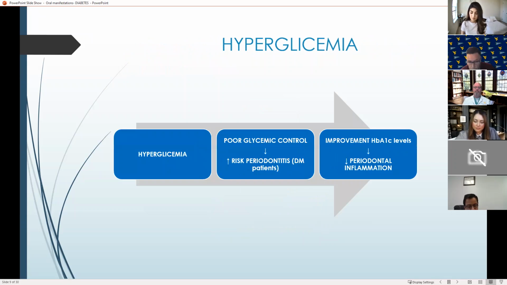Next. As I mentioned earlier, if we talk about the first mechanism, hyperglycemia, poor glycemic control increases the risk for periodontitis in patients with diabetes. And improvement in HbA1c levels reduces periodontal inflammation.